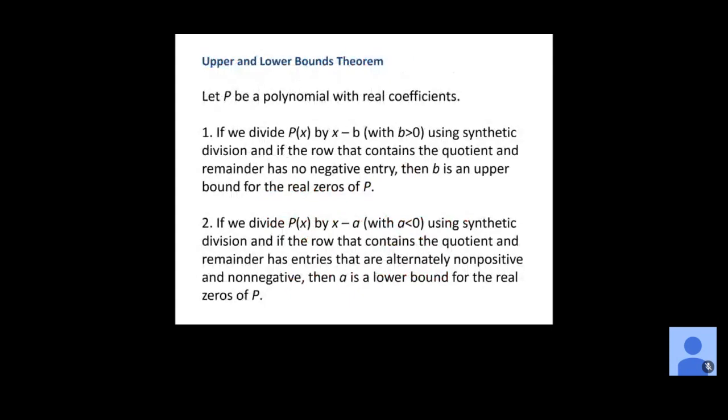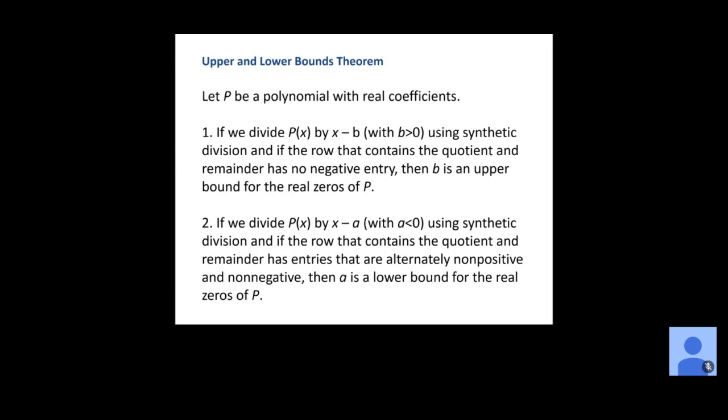All right. Now, upper and lower bounds. Okay, so we're going to let p be that same polynomial we've been looking at. If we divide p of x by x minus b, where b is bigger than 0, using synthetic division, and the row that contains the quotient and remainder has no negative entry. Okay, so whatever we get after we do our synthetic division, that row of coefficients, and there's no negative entries there, then b has to be an upper bound for the real zeros of p, meaning that none of our zeros are going to be bigger than whatever value we just tested.